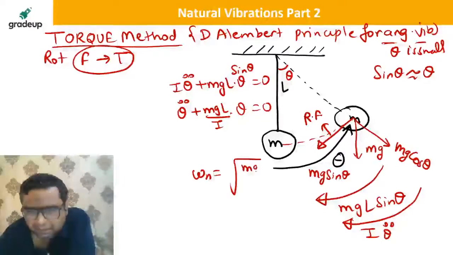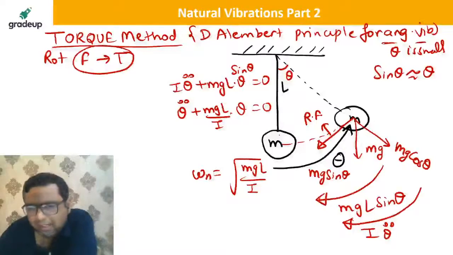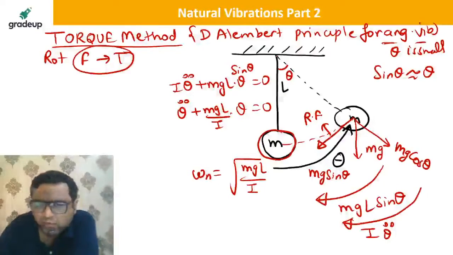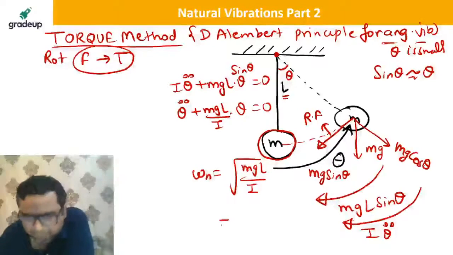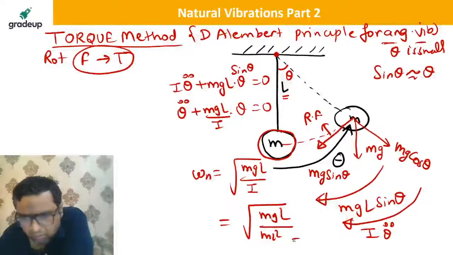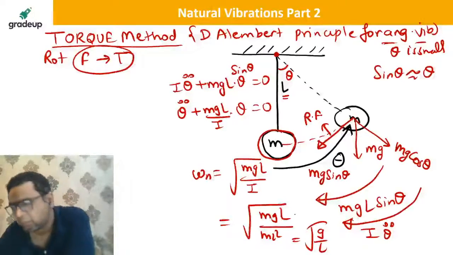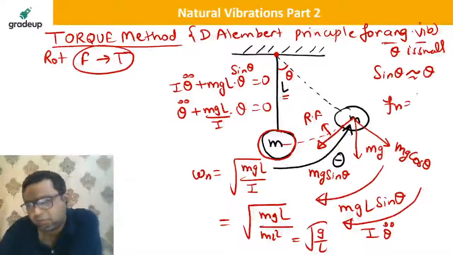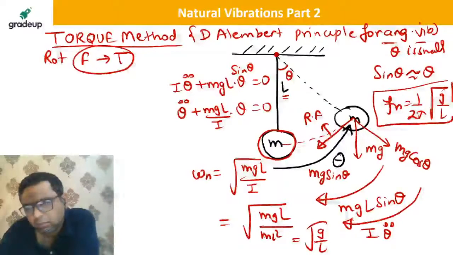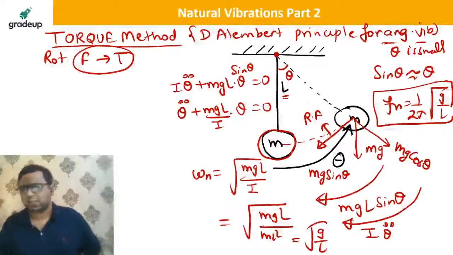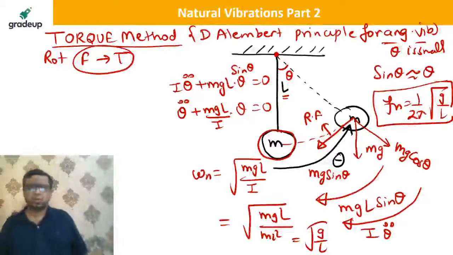Omega n will be square root of mgl divided by I. And for this mass which is having an angular motion about zz axis, the axis passing through the plane of paper from this point, you know that it is at L distance apart, so I is going to be ml square. mgl by ml square, it is square root of g by L. So guys, Fn can be written as 1 by 2 pi square root of g by L. This is something known as, my dear, that torque method.